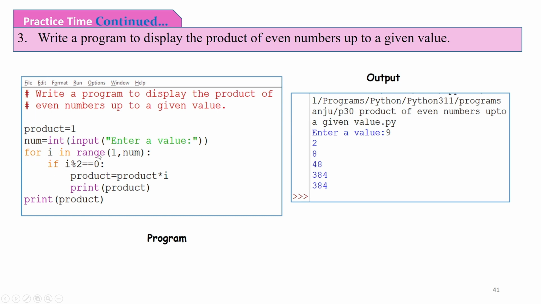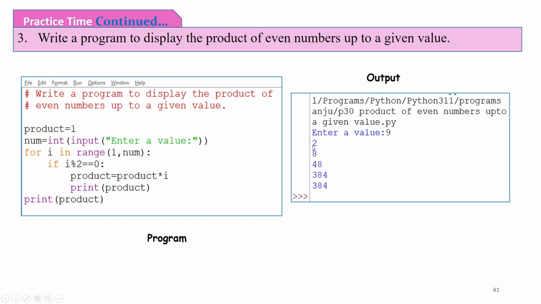Now for i in range from 1 to that particular number, we will check if i divided by 2 gives you 0. This is to check whether the number is even. If this condition is true, then product is equal to product into i. The product was initialized as 1. If this is true, that means it is an even number. Then the previous product value will be multiplied by the next even number, and the product will be printed.